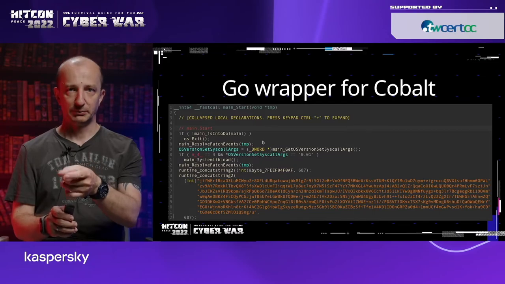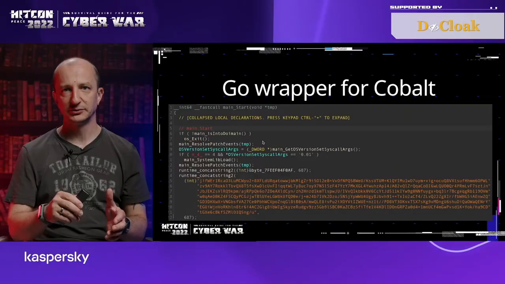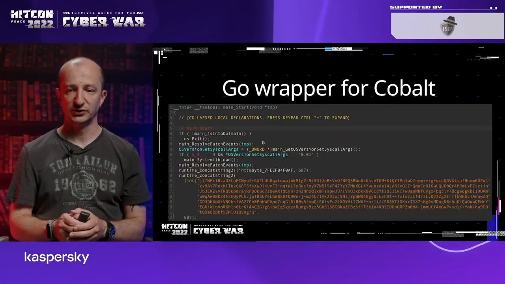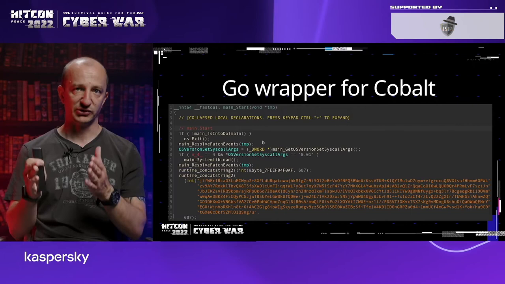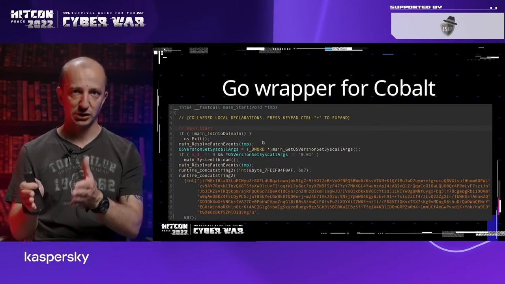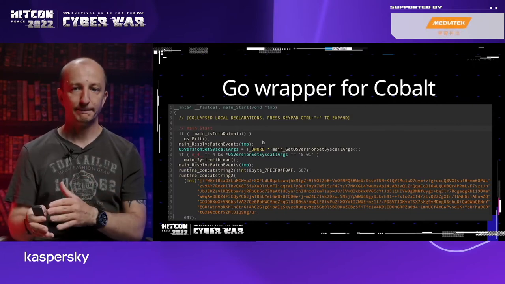IsInDomain, I named this function. So the auxiliary module checks if this machine is in a domain. If it's not in a domain, if it's some home user, nah, I won't continue. I only need users inside some domain. Okay, and resolve patch events. I promised you on the previous slide to show some patching with Go. Here I described the concatenation and decryption. Let us take a look at the patching.